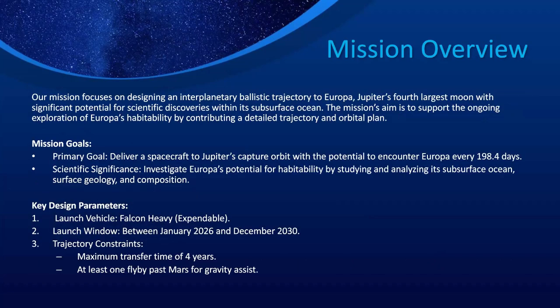Next, we'll provide a bit of our mission overview. So our mission, of course, focuses on designing this ballistic trajectory to Europa. The primary mission goals will be to deliver the spacecraft from Earth to Jupiter's capture orbit with the potential to encounter Europa every 198.4 days. The significance of this will be to investigate Europa's potential habitability by studying and analyzing its subsurface oceans, surface geology, and composition.